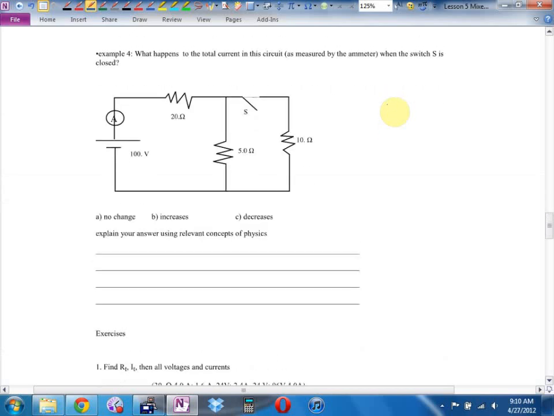Example 4, what happens to the total current in this circuit as measured by the ammeter, which is placed right there properly, when the switch is closed? Increases, decreases, or no change? You know what? Why don't we find the total current before and the total current after, and actually we can answer it. Actually, instead of before and after, how about open, closed?